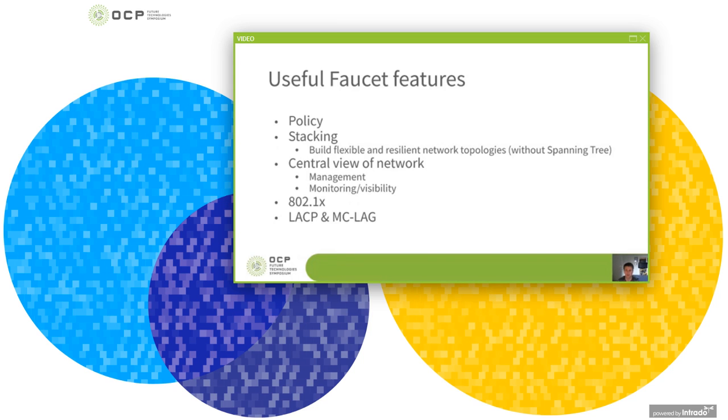a central view of the network, which is also great for other things like managing the network and having good monitoring visibility. There's one point where the data comes in and it's all in a sane and unified format, which is nice. We support 802.1x auth, and we've been doing a lot of recent work on LACP and multi-chassis lag. Once again, this is around allowing devices to connect via multiple paths to the network so that you have no single points of failure.